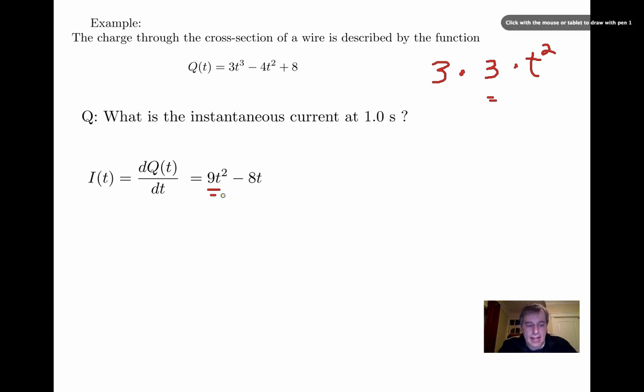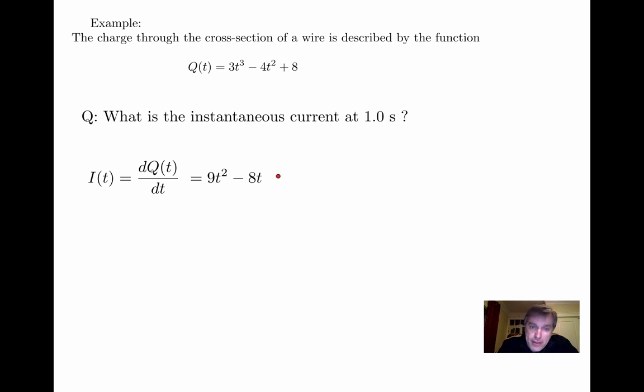Okay, same as before. Now, the derivative of minus 4t squared. What is that? Like in calculus, the minus 4 is an overall constant, so it stays there. The derivative of t squared gives you 2t to the 1, which is just t. So the derivative of minus 4t squared is minus 4 times 2t, which gives minus 8t. That's this. Finally, the derivative of 8 is a constant. The derivative of a constant is 0.